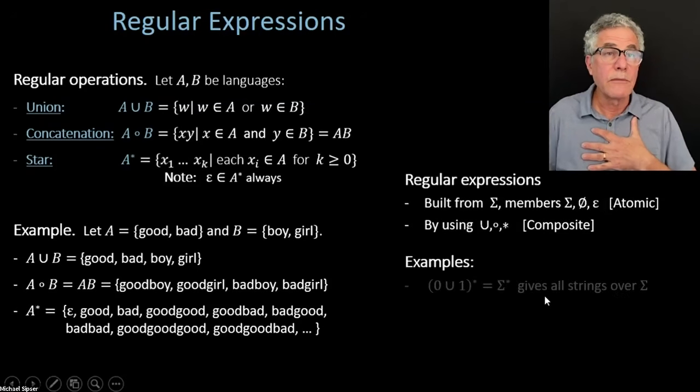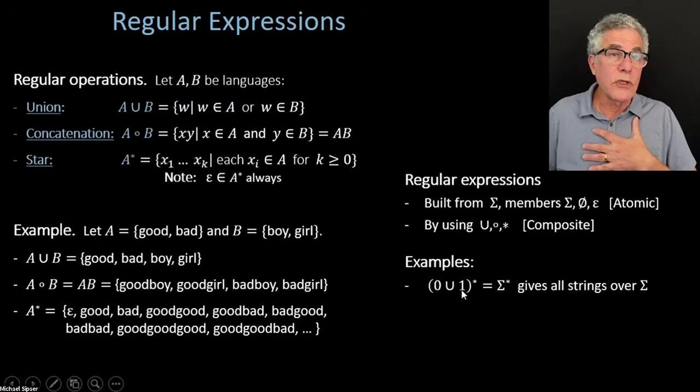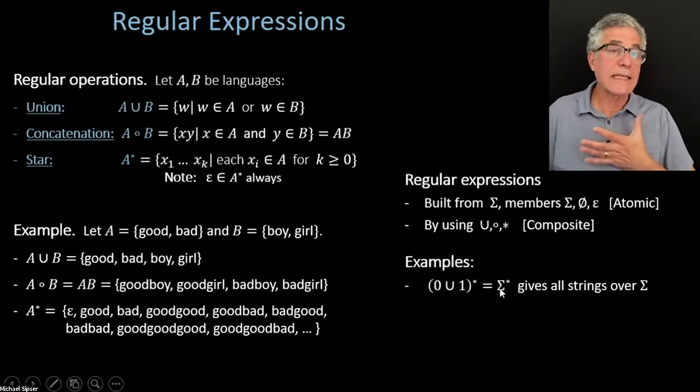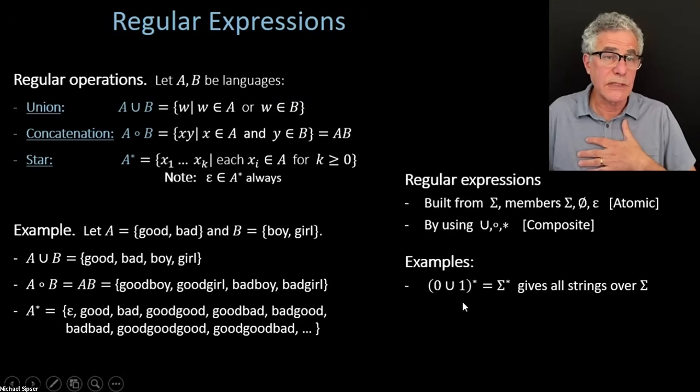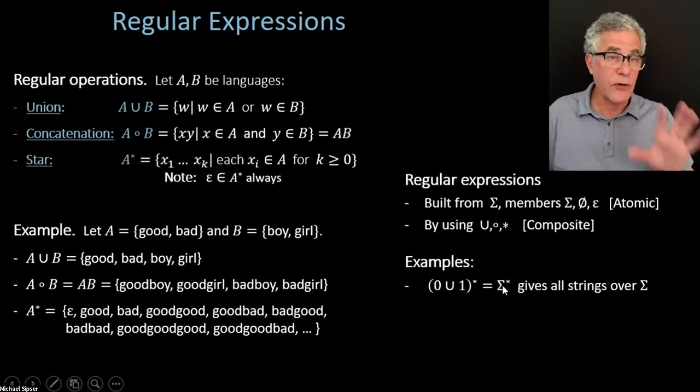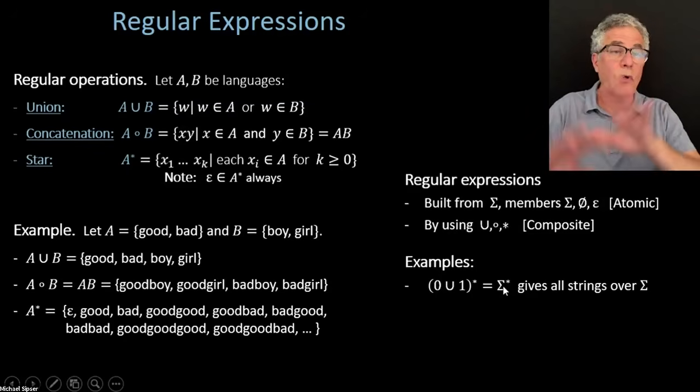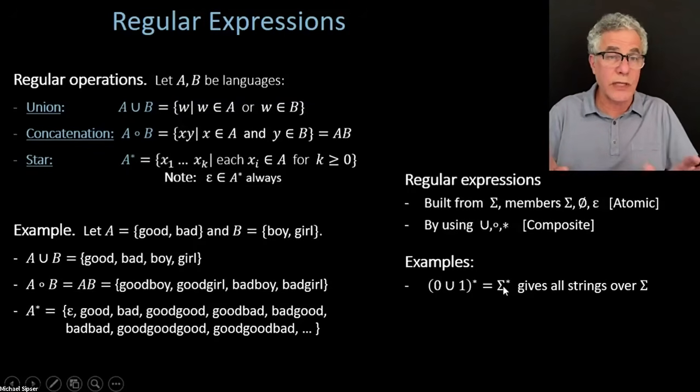For example, if you look at the expression (0 union 1) star, we can also write that as sigma star, because if sigma is 0 and 1, then sigma is the same as 0 union 1. And that just gives all possible strings over sigma. This is something you're going to see frequently. Sigma star means all possible strings, the language of all strings over the alphabet we're working with at that moment.